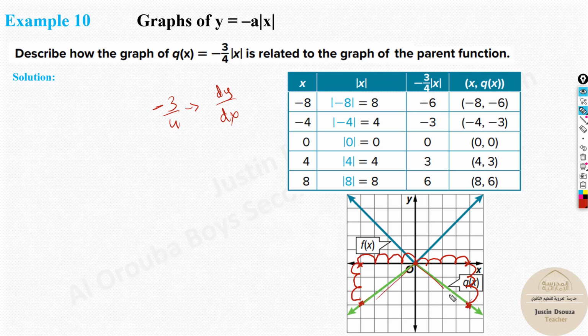Now join these two lines downwards, you will get the answer. It's down because it's negative. If it was plus, it would have been upside. That's how we can easily graph it.